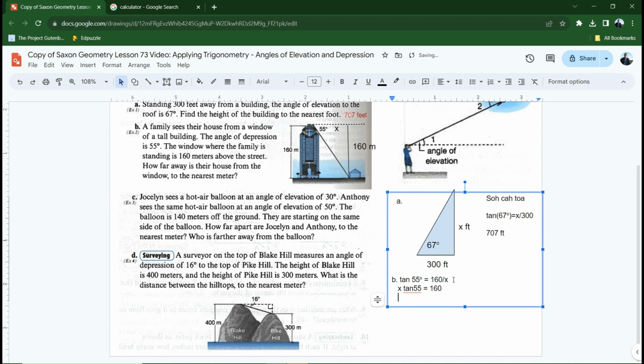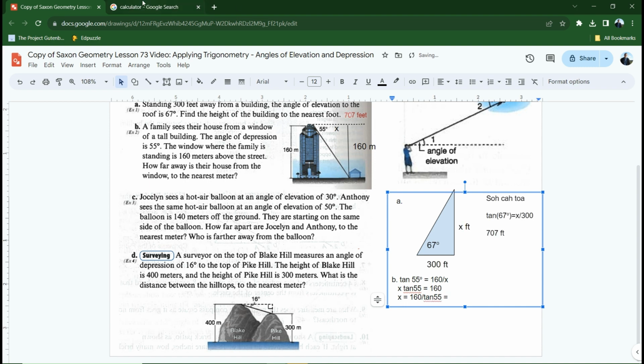Or if I divide both sides by the tangent of 55 degrees, because it's just a number after all, tangent of 55 is just a ratio, just an actual number that my calculator will give me. So I'm going to say that x equals 160 over the tan of 55. Okay, and that should give me my answer of how far away my house is.